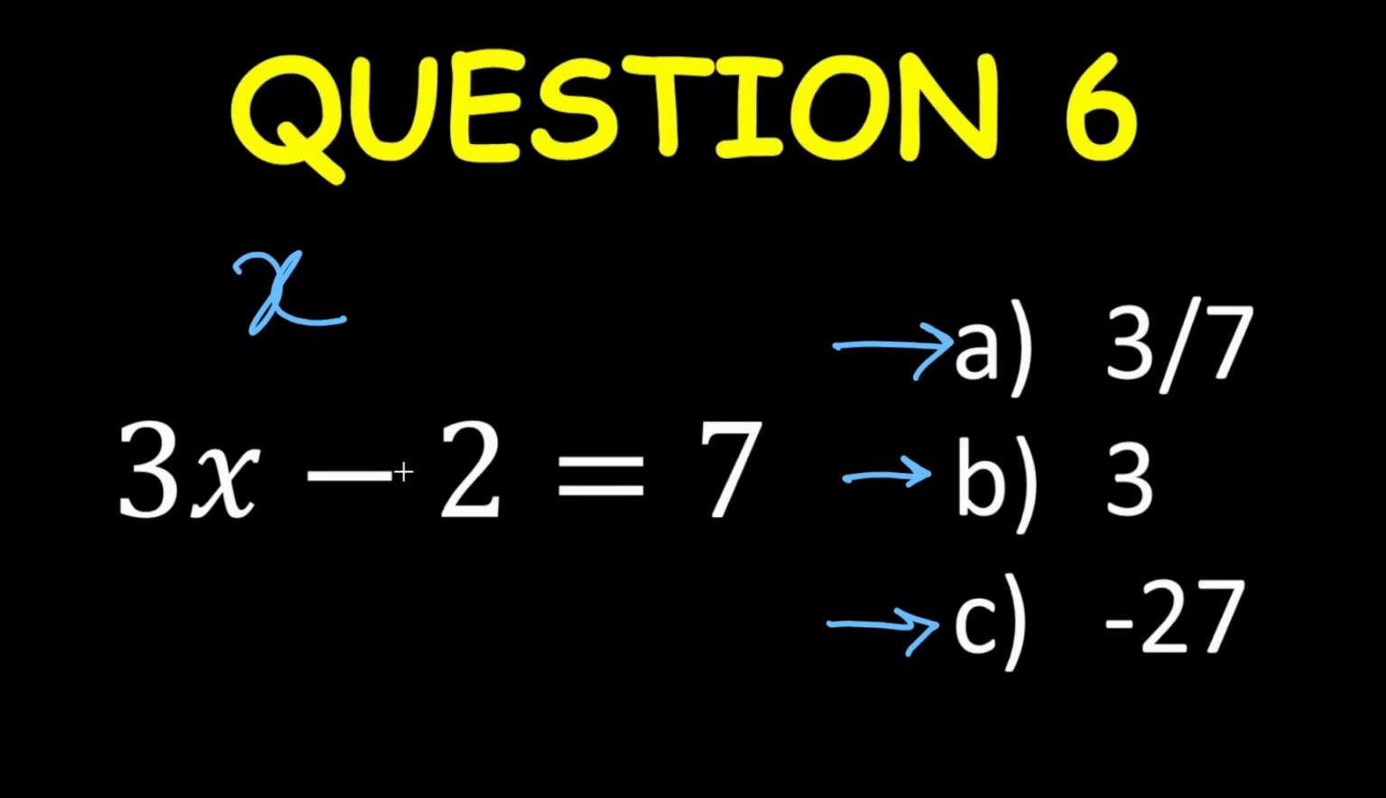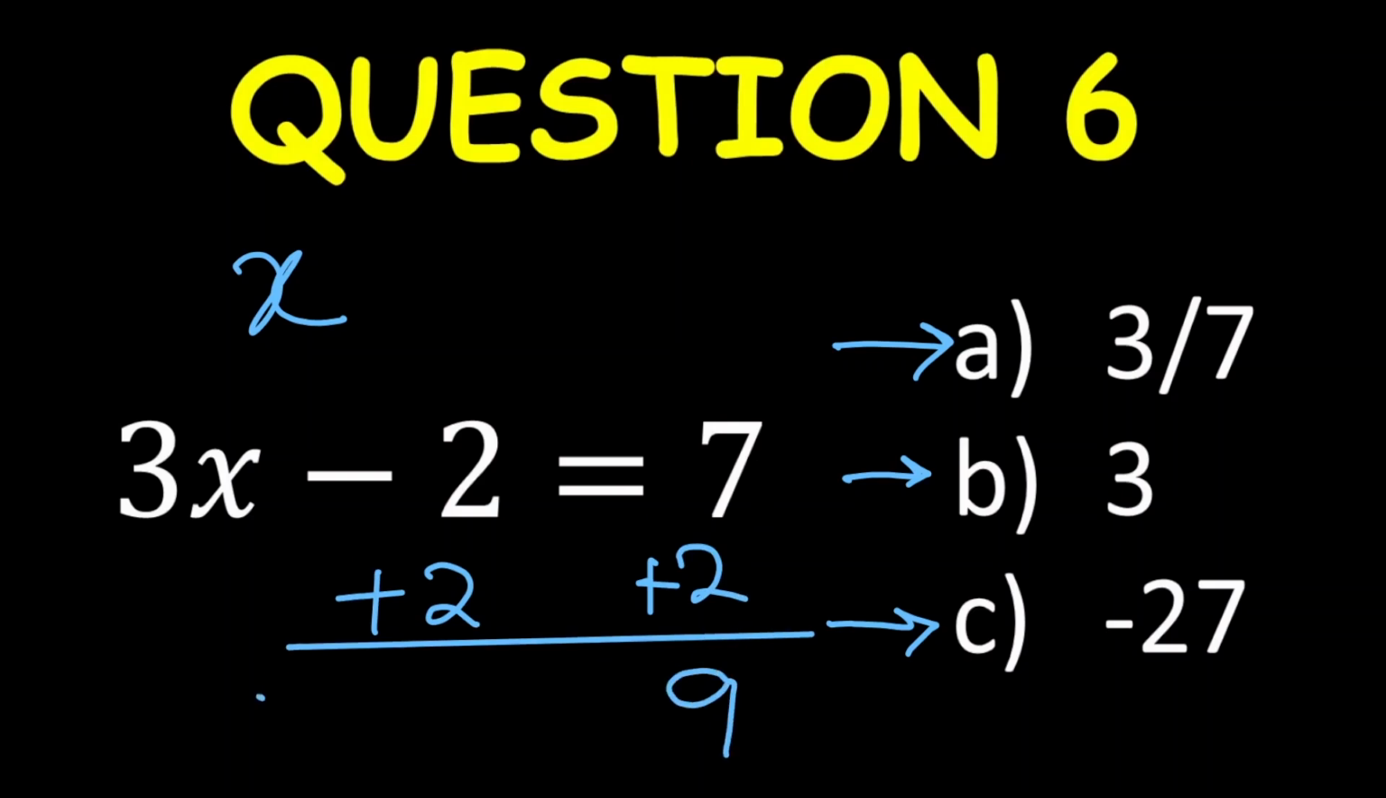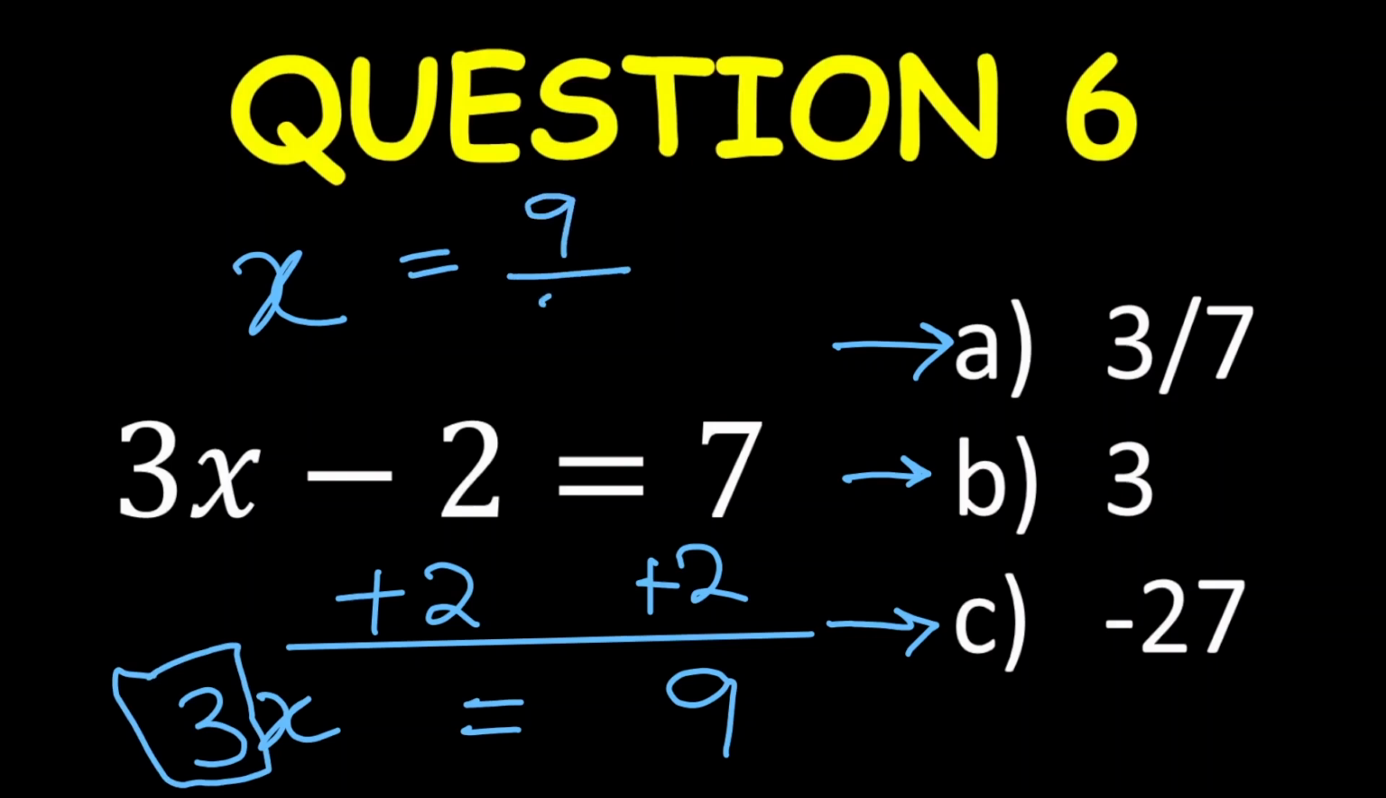We are going to take the constant to one side of the equation, and keep the variable, which is the unknown, on the other side. So I'm going to add 2 to both sides. Then the right hand side will be 9. To find x, divide both sides by the coefficient of x. In this case, 3 is the coefficient of x. So x is going to be 9 divided by 3, so we are left with 3. So B is the correct answer.